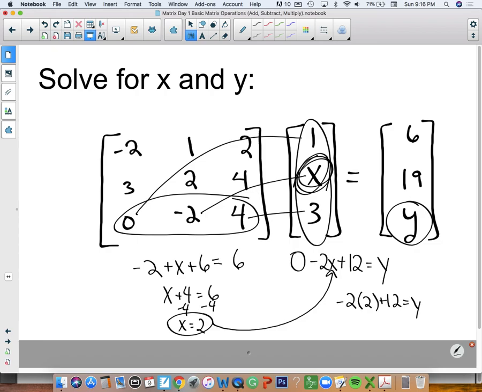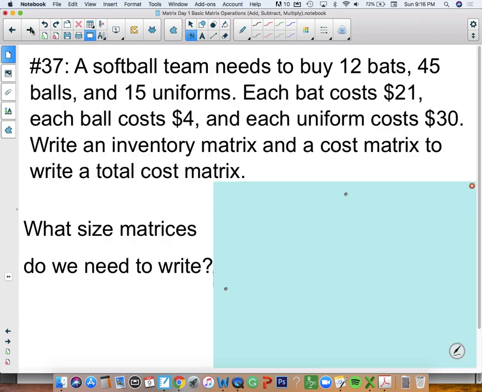So negative 2 times 2 is a negative 4, plus 12, that's an 8. We get y equals 8. Did we find all the variables? Sure did. That's all we have to do. That's the way it works with multiplication. You have to think forward in your brain, which row and column am I going to use to get the piece of the resulting matrix that I want. In this case, it was our y down there. Okay? So, that is all.